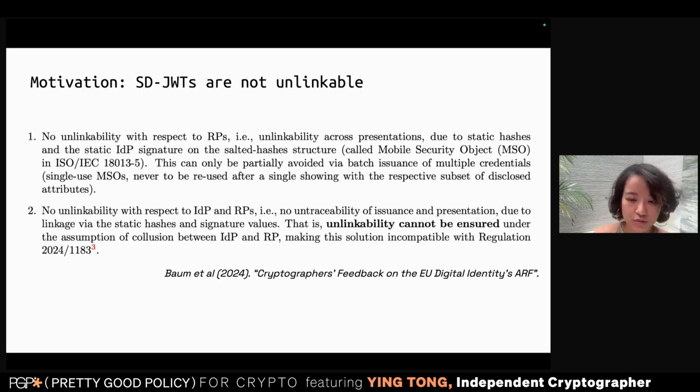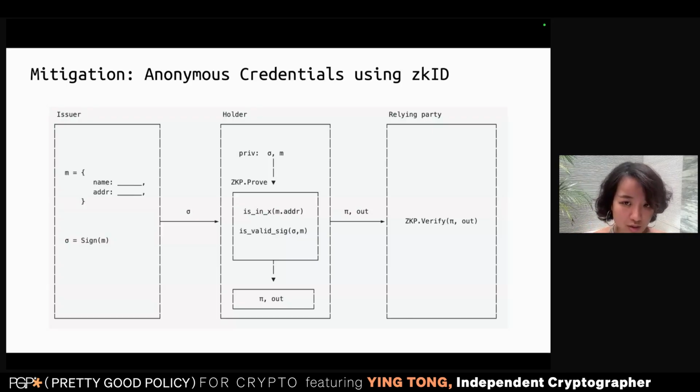In 2024, a group of cryptographers pointed this out to the EU Commission and suggested to replace these credential formats with a well-known primitive, anonymous credentials. So at a very high level, anonymous credentials allow the issuer to use their current signature and credential format, but at the same time enable the holder to make claims about this credential in an unlinkable way.